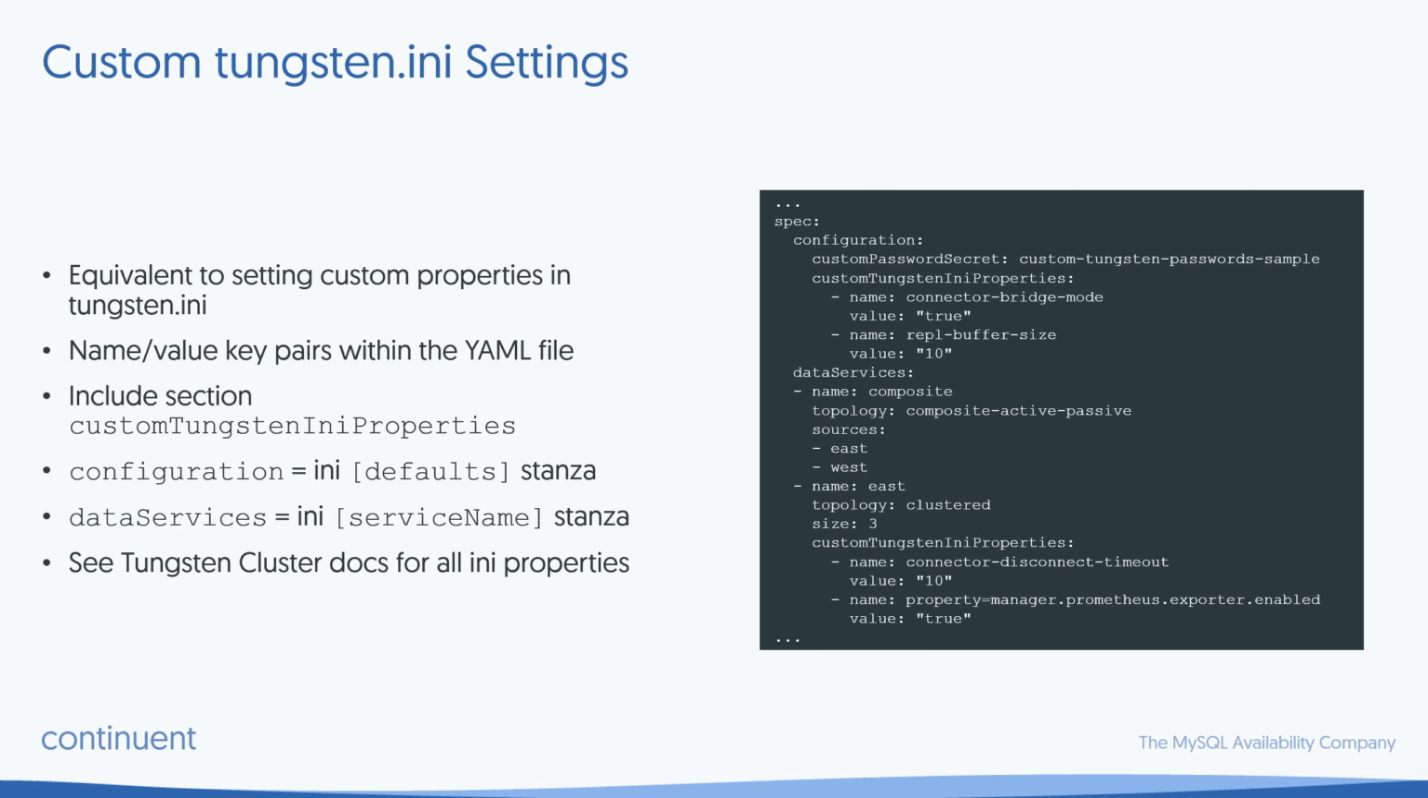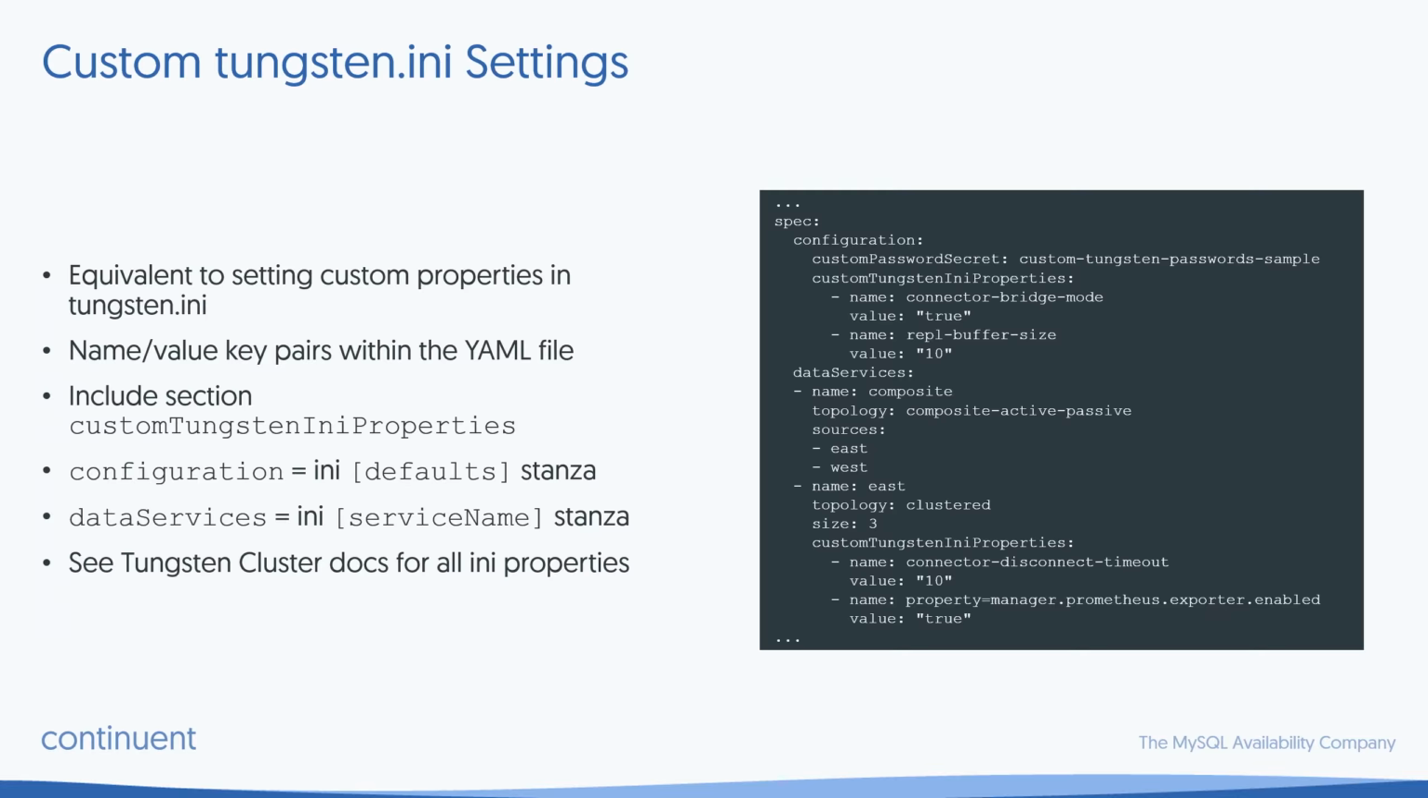So for those, you would include the custom INI properties as you see in the top spec. So you have configuration, custom Tungsten INI properties, and we have connected bridge mode true, REPL buffer size 10. So those values would sit within the defaults stanza within the INI when it's built.